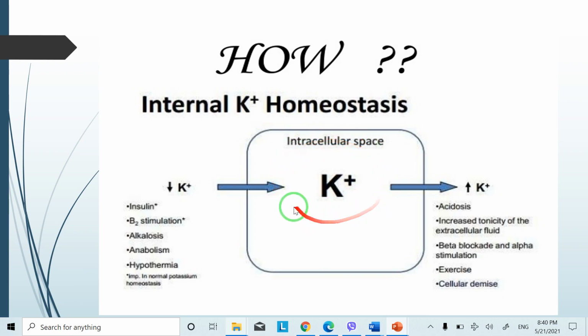This is the cell. If we imagine that this is the cell, we will find that the potassium is written in capital and it's very large compared to the concentration of potassium outside the cell. What are the factors that favor the entry of potassium from outside the cell to the intracellular space? We have insulin, which stimulates the entrance of potassium to inside the cell. We have beta-2 stimulation, and alkalosis.